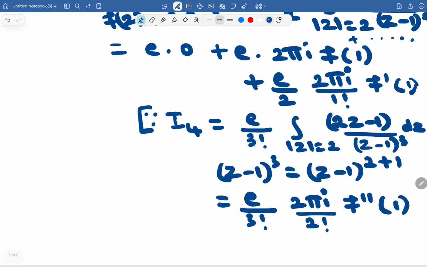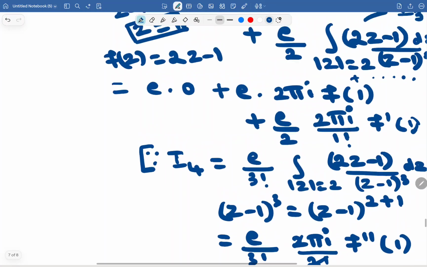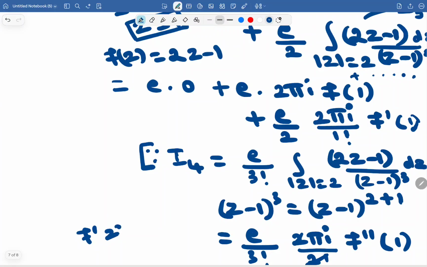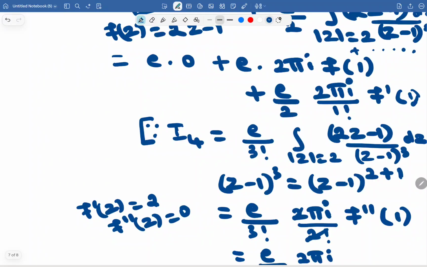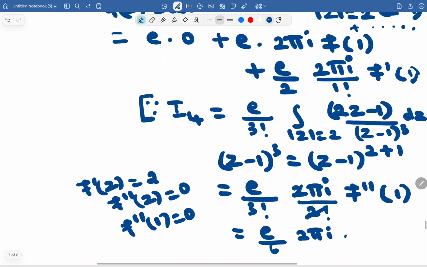Why am I saying I4 is 0? e by 6 into 2 pi i. What is f of z? 2z minus 1. What is f dash of z? 2. What is f double dash of z? Which is equivalent to 0. f double dash of z is 0, f double dash of 1 is also 0. Therefore, this is 0. For the remaining values, all must be equivalent to 0, that is, for I5, I6, I7.